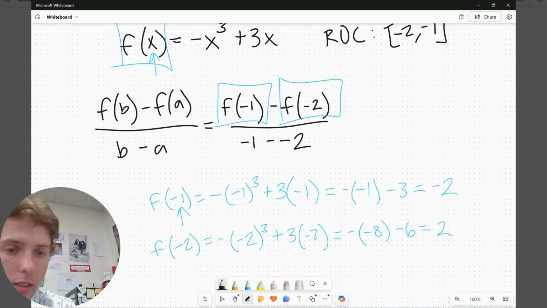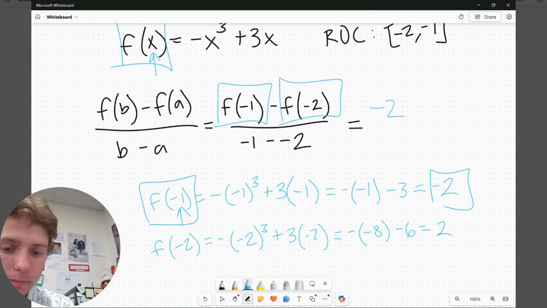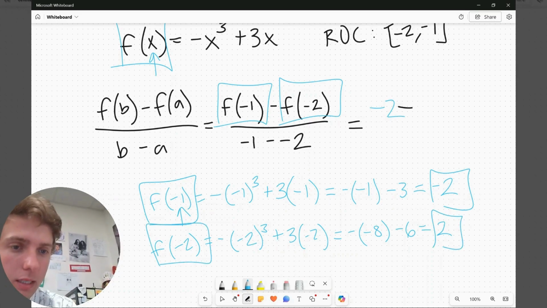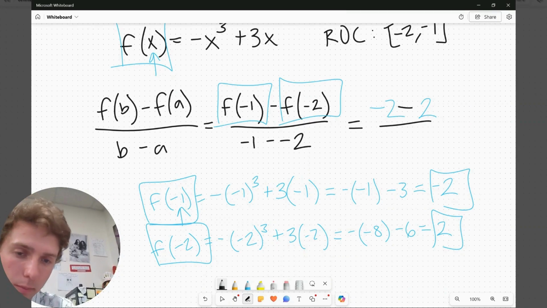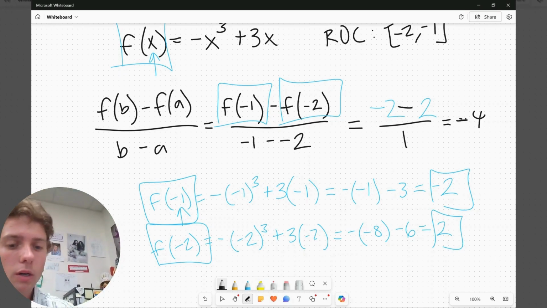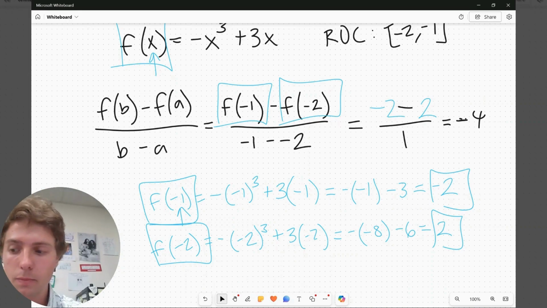Now what we can do is plug back into our formula. We said f of negative 1 is negative 2. Plug it in. We said f of negative 2 is positive 2. Plug it in. That entire thing is over negative 1 minus negative 2. Combine those, that'd give you a positive 1 on the bottom. So now all we need to do is combine this, simplify it. Negative 2 minus 2 over 1 would give you negative 4. And that should be our final answer.